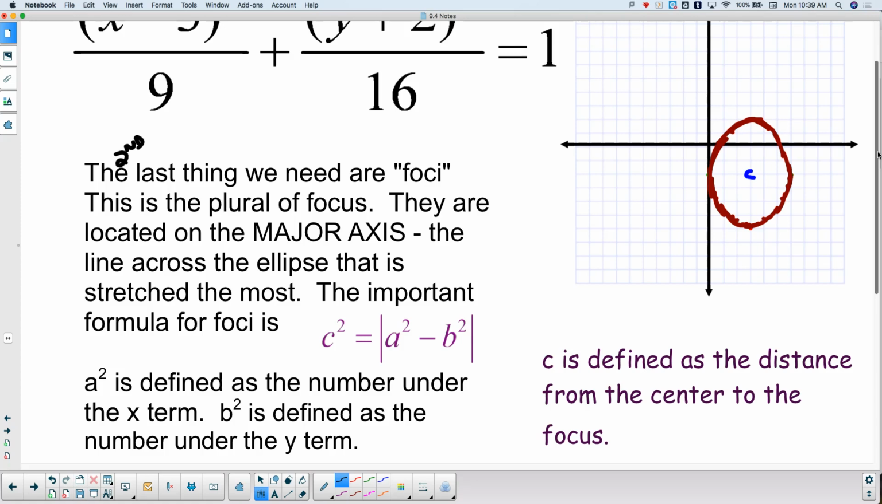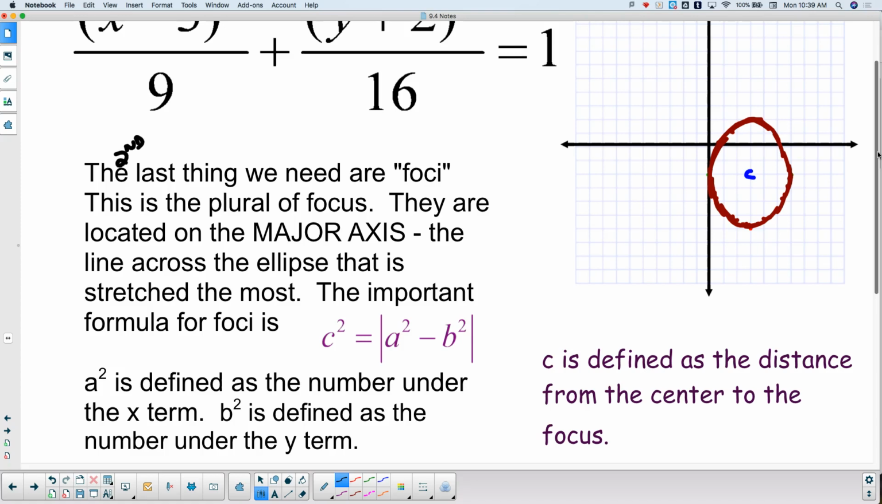Other math teachers will tell you that a squared is always the bigger number and b squared is always the smaller number. But I found that too confusing, so I just make it a squared is underneath x, b squared is underneath y, and then it stays consistent. C, then, is the distance from the center to the foci. So I need to take the square root of that.